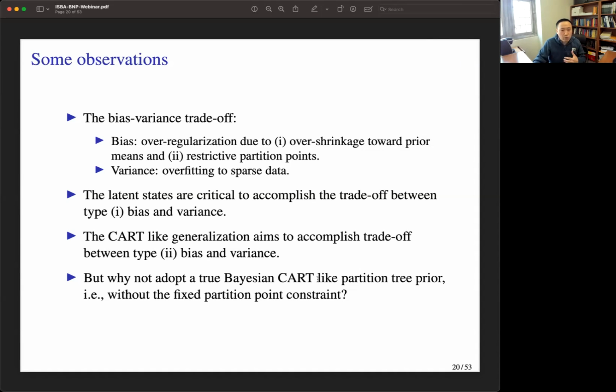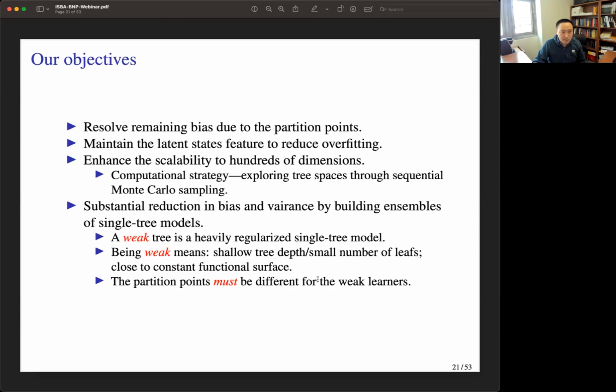Now we know that once we do that, the computation is going to be difficult, because we're already not able to scale the unsupervised trees to high dimensions. What's the hope if we even allow the partition point to be more flexible? So this is what we're going to try to accomplish. We're going to try to adopt very general priors on the partition tree, and then design a computational strategy that can scale, which I will talk about in detail.